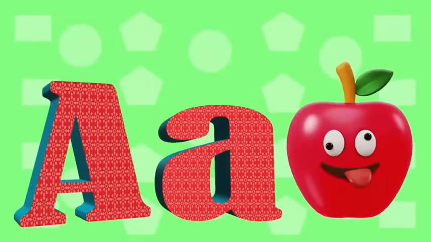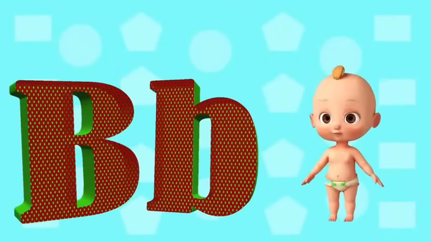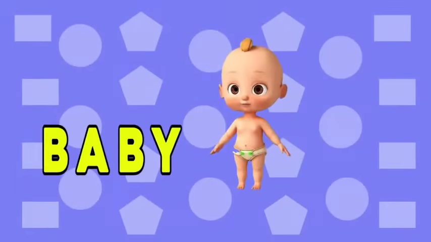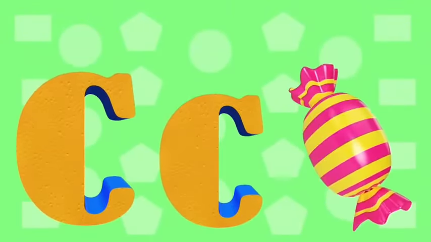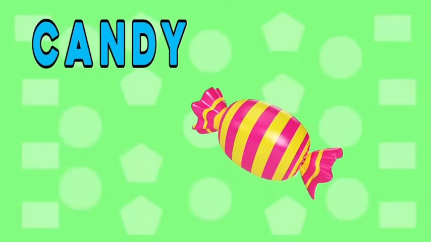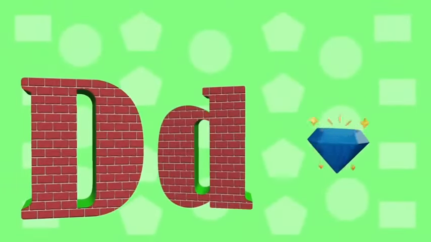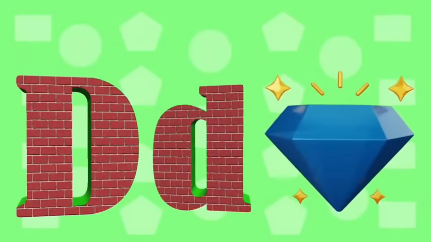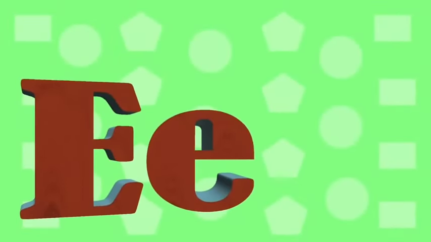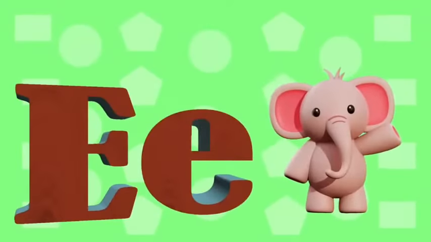A is for apple. B is for baby, b, b, baby. C is for candy, k, k, candy. D is for diamond. D, D, diamond. E is for elephant. E, E, elephant.